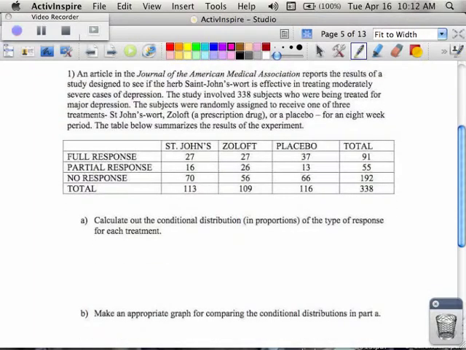An article in the Journal of the American Medical Association, called JAMA, reports the results of a study designed to see if the herb St. John's wort is effective in treating moderately severe cases of depression. There were 338 subjects being treated for major depression, and the subjects were randomly assigned to receive one of three kinds of treatments: St. John's wort, Zoloft, or a placebo. Zoloft is a very popular antidepressant, for those of you who don't know. The treatment lasted for an 8-week period. The table is summarizing the results.